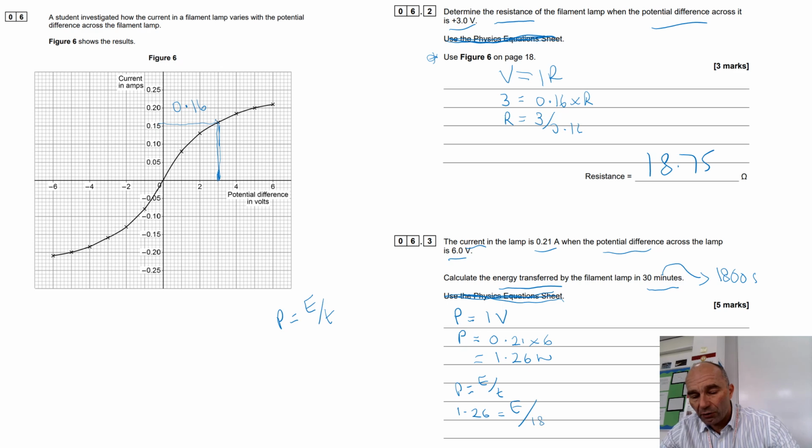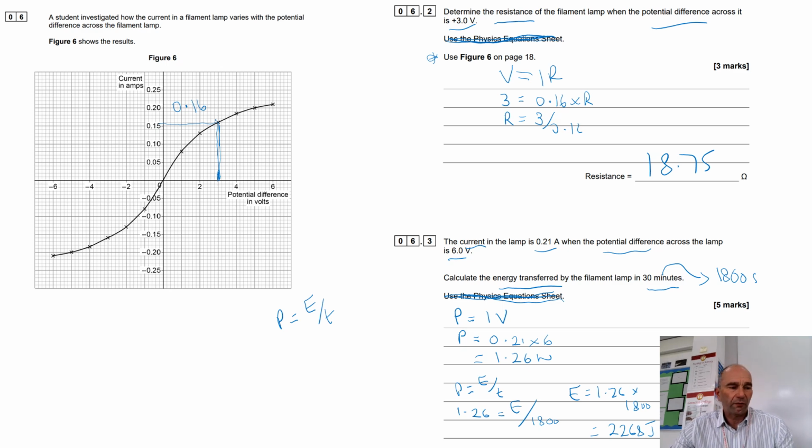So here you've got our numbers substituted in now. So it means that E equals, running out of space here, 1.26 multiplied by 1,800. That's going to give you an answer of 2,268 joules. Now that's one way to do it.